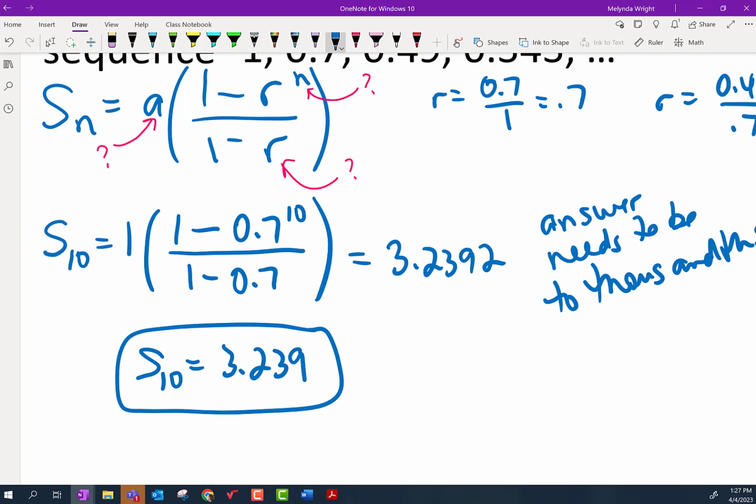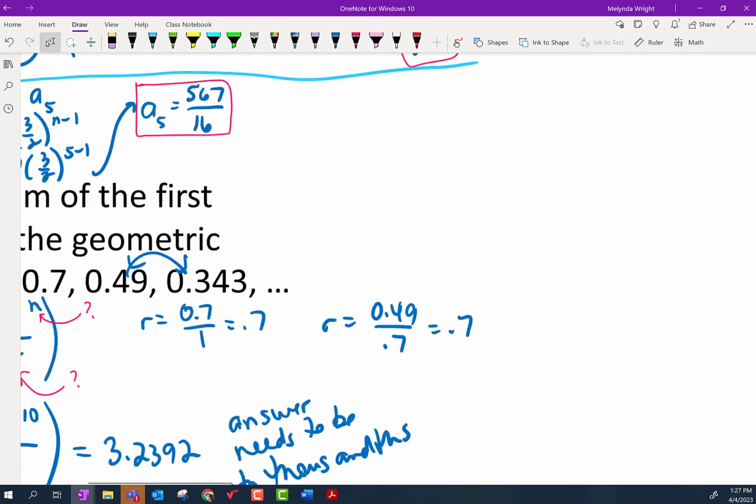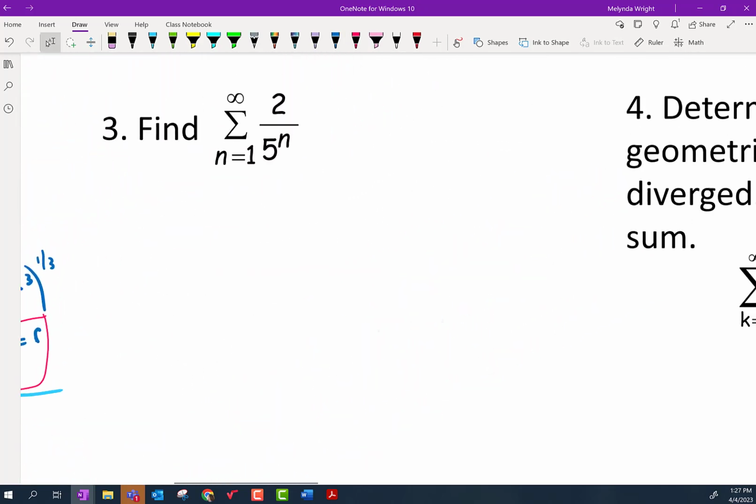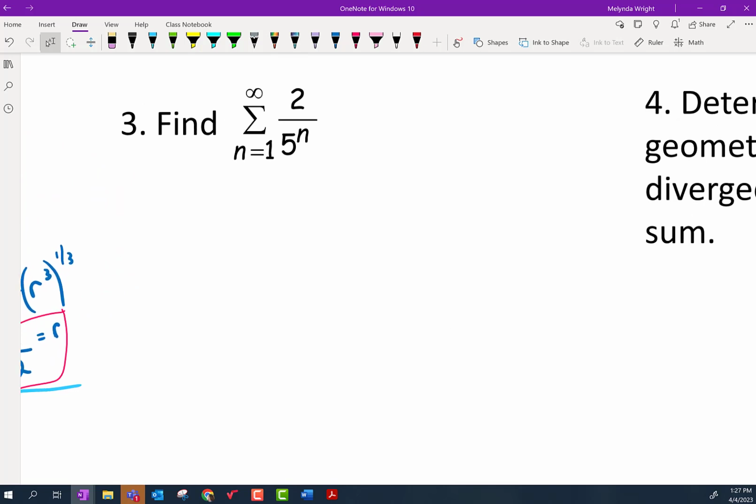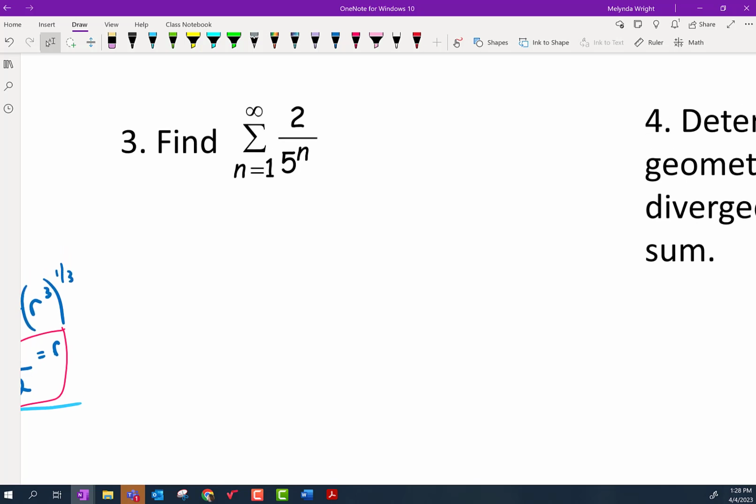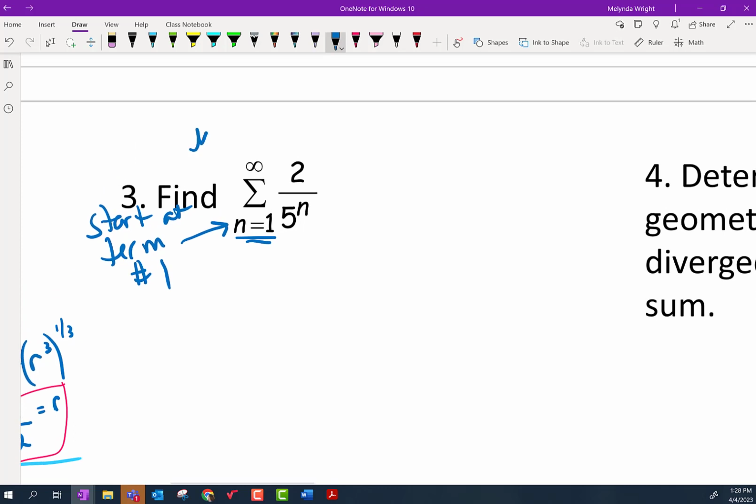All right. Let's go to our next problem. This one is weird. First of all, let's kind of understand what it's asking us to do. Our term, we're going to start at term number 1, because n is 1, and we're going to end at term infinity, which your calculator can't handle. Don't even try to do that.